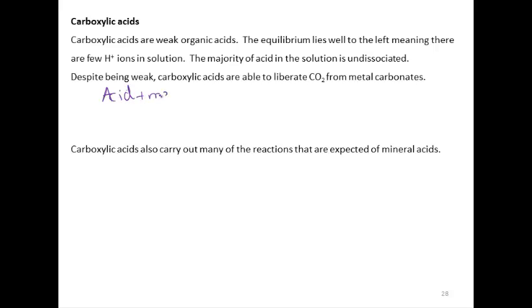Acid plus metal carbonate goes to give salt plus CO2 plus water. Okay, I'll give an example of this with an organic acid, with a carboxylic acid.